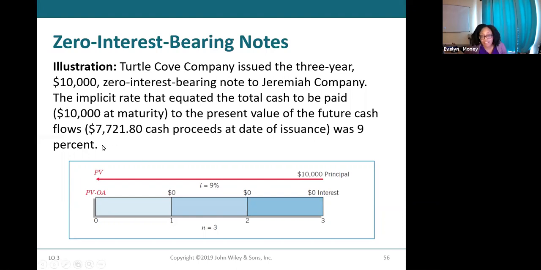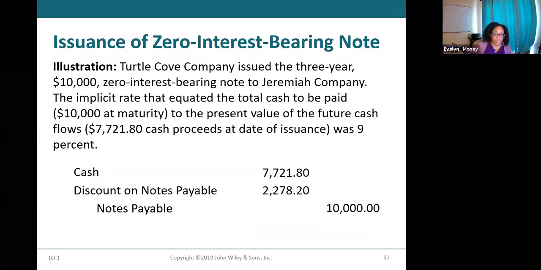The amount of cash we're going to get is $7,000 and some change. The amount we're going to have to pay back at the end of this 3-year period is $10,000. There are no cash interest payments. But the difference between this $7,000 and some change and this $10,000 is the cost of borrowing money. And we call the cost of borrowing money interest. That's what we mean by a zero interest bearing note.